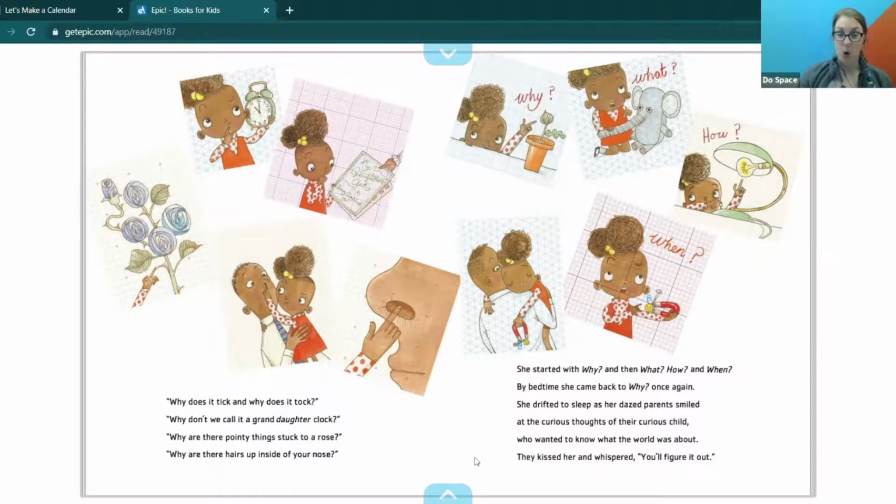She started with why, and then what, how, and when. By bedtime, she came back to why once again. She drifted to sleep as her dazed parents smiled at the curious thoughts of their curious child who wanted to know what the world was about. They kissed her and whispered, "You'll figure it out." So all of these questions, why, what, how, when, those are such good questions for a scientist because those questions help you learn about the world.